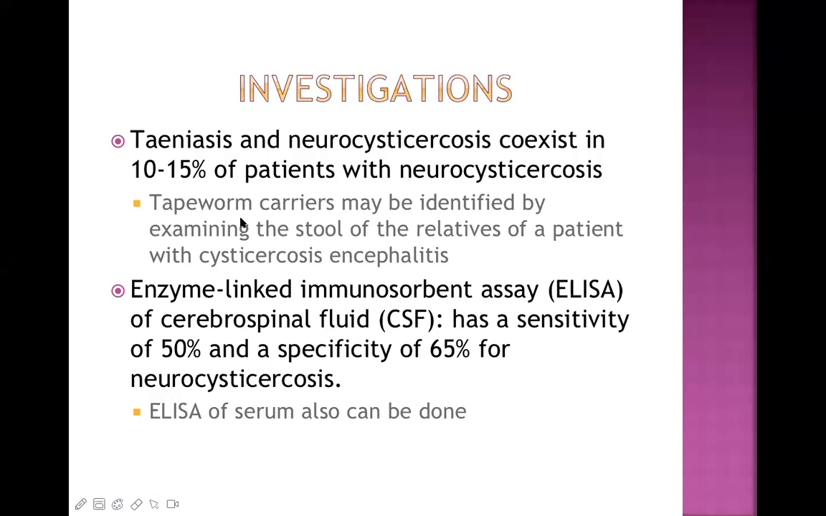In this situation, we should identify the tapeworm carrier by examining the stool of the relatives of a patient with cysticercosis encephalitis. Who knows, inside the family there may be an adult tapeworm carrier. That person may be contaminating food and water inside the household environment, so other people are ingesting the eggs. And sometimes the same person may also get infected. It is called auto-infection. From the anus or perianal area, the hands are contaminated and then the person can ingest that. So this is called auto-infection. A very rare mechanism, but it can happen.